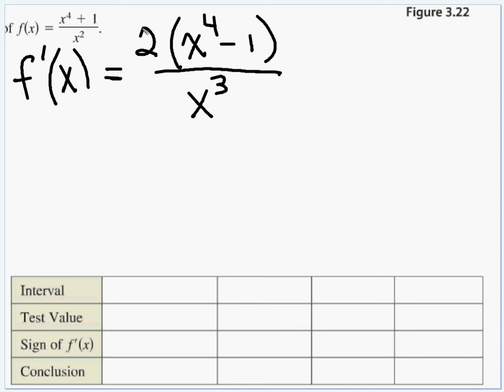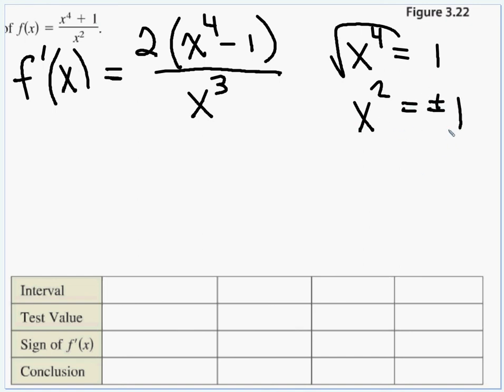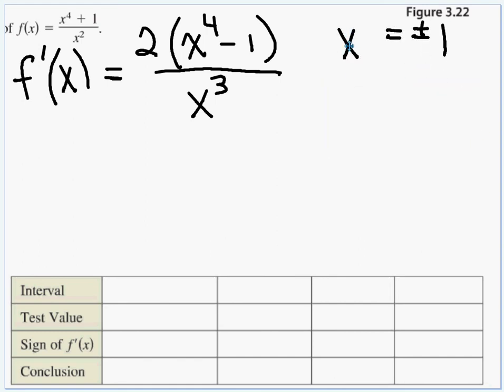Okay, numerator equal to 0. x to the fourth minus 1 equal to 0 means x to the fourth is equal to 1. And I can square root this side and get x squared, and then over here, plus and minus 1. We can't square root the negative 1, but we could square root the plus 1 and get the same plus and minus 1. So that just leads us to two critical numbers, plus and minus 1. Those come from the numerator. Those would zero out the entire derivative.